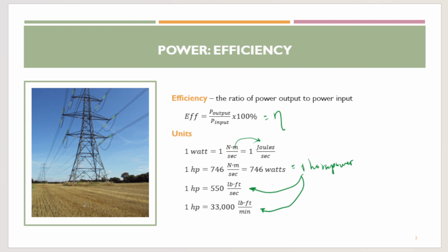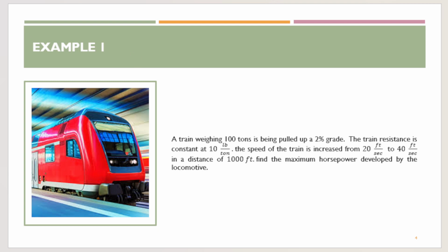To apply what we discussed on power and efficiency, let's solve this problem. It states that a train weighing 100 tons is being pulled up a 2% grade. The train resistance is constant at 10 pounds per ton. The speed of the train increased from 20 feet per second to 40 feet per second in a distance of 1,000 feet. Find the maximum horsepower developed by the locomotive, or the machine pulling the train.